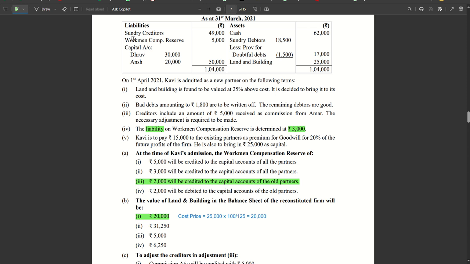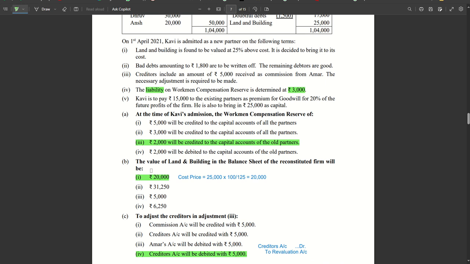So workman compensation reserve, as you can see in the balance sheet, is given as 5,000. And here, point number 4, we have a liability on workman compensation reserve, which is 3,000. So as per the rule, you subtract this liability from 5,000. The remaining balance of 2,000 is distributed among the old partners. So 2,000 will be credited to the capital accounts of the old partners in their old ratio. So point number 3 is the answer, option 3.